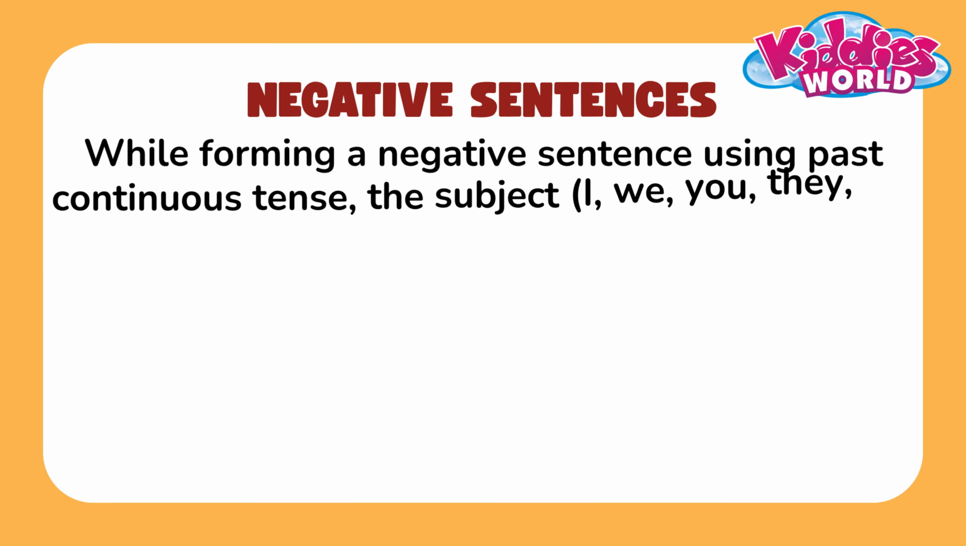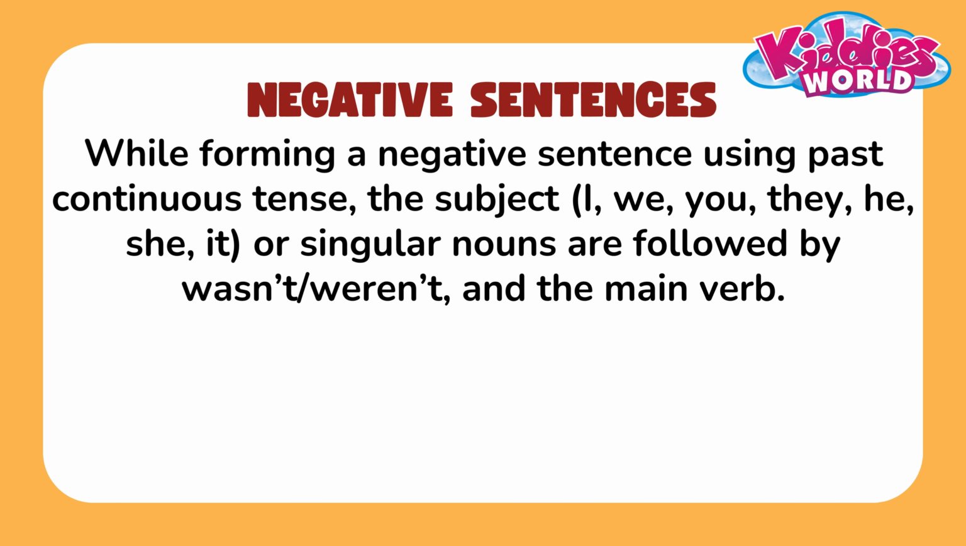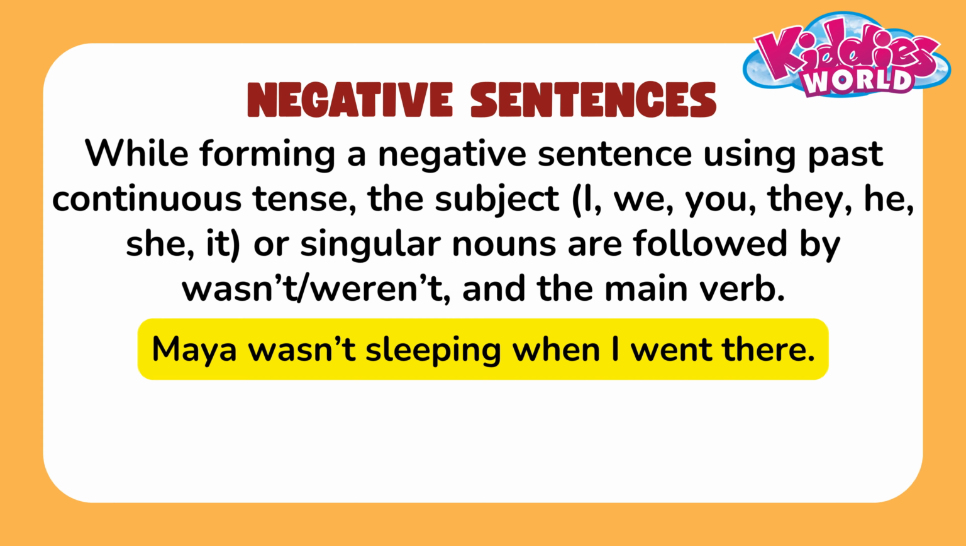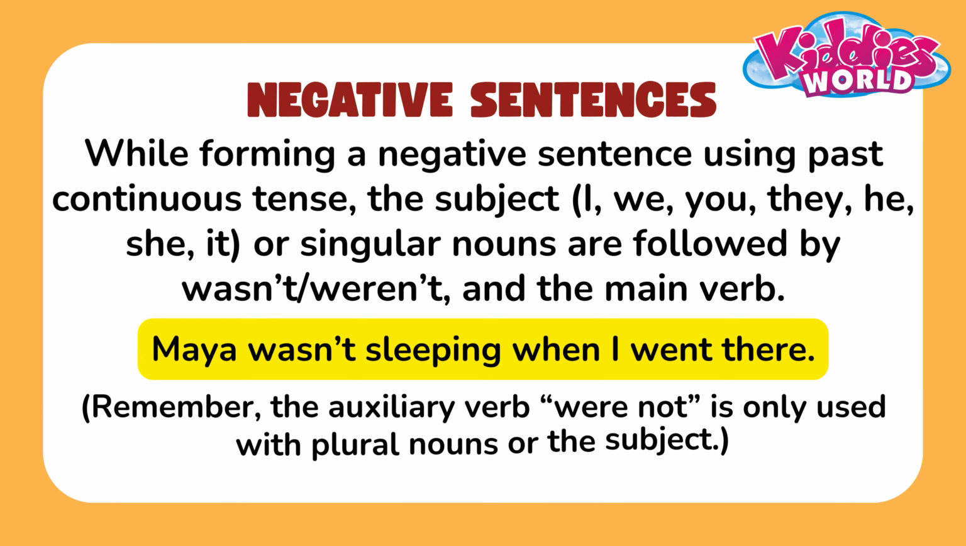Negative sentences. While forming a negative sentence using past continuous tense, the subject I, we, you, they, he, she, it or singular nouns are followed by wasn't or weren't and the main verb. Check the form and example. Remember, the auxiliary verb weren't is only used with plural nouns or subjects.